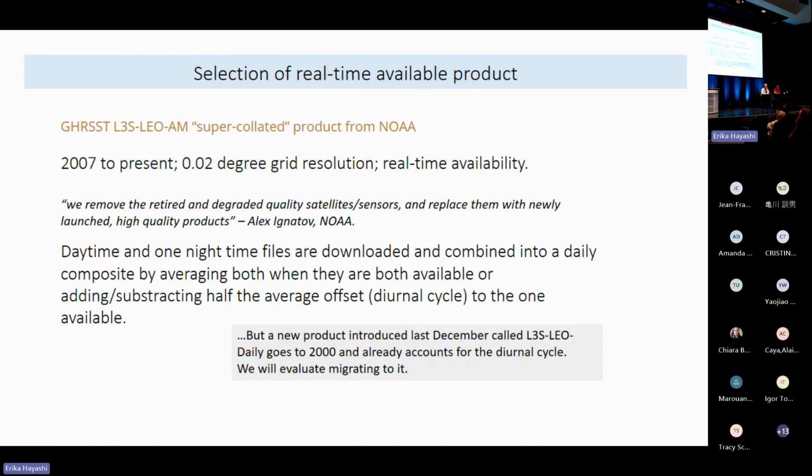So we selected Leo. It has one daytime and one nighttime file, which we download every day, and we make our own daily. If we have both values at each pixel, we just average them. If we have only one of them, we subtract half the mean difference, basically over the many years of time series that we have. Now we have everything working, but they just introduced, working too fast for us, a new daily product, which will take that step out of the equation. And it goes 7 years further back in time. We'll be happy to try that out and insert it into our chain.